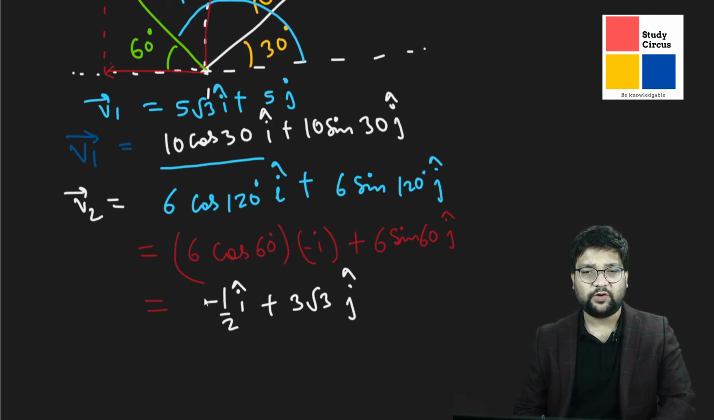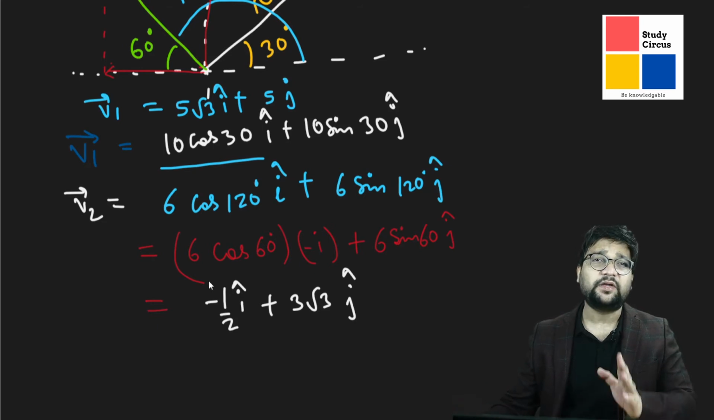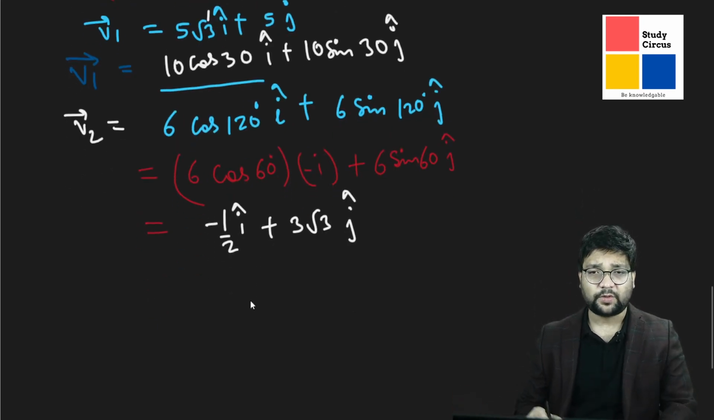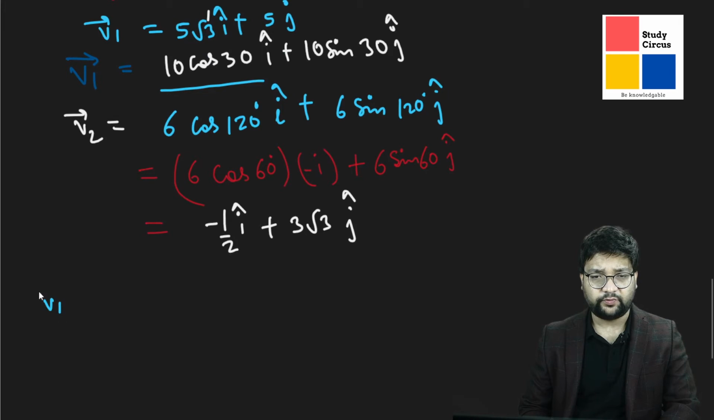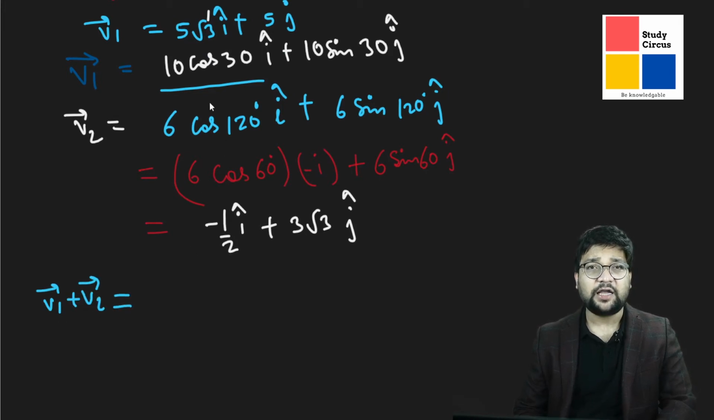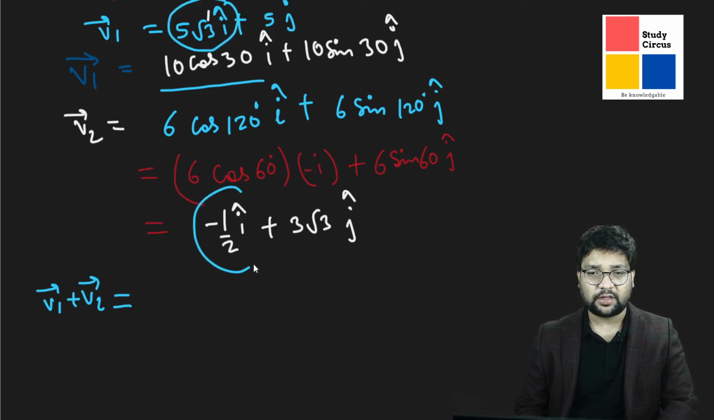And v2. Now I have to find v1 plus v2. So I'll say v1 vector plus v2 vector, add the i parts together. This is the i part here and this is i. So this is how much?